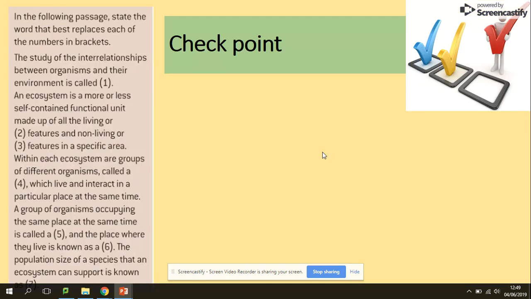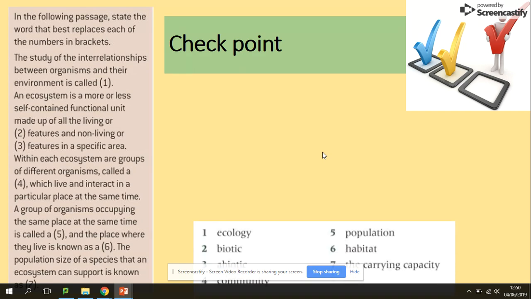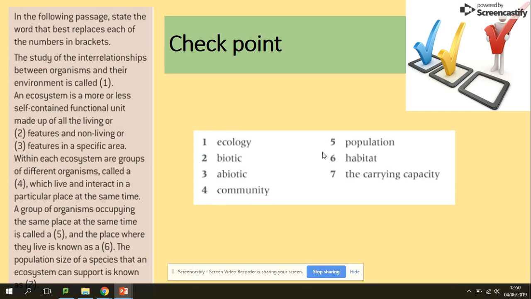So this is from your AQA book. You can now pause the video and see if you can apply the key terminology and fill in the missing words. So 1 should be ecology, 2 biotic, 3 abiotic, 4 community, 5 population, 6 habitat, 7 the carrying capacity. Make sure you are aware of all those keywords, they are really important.